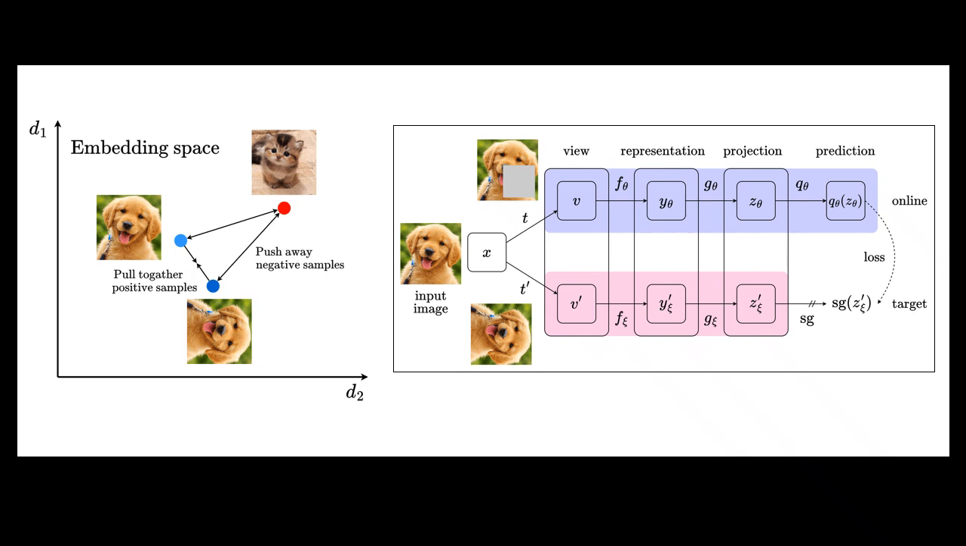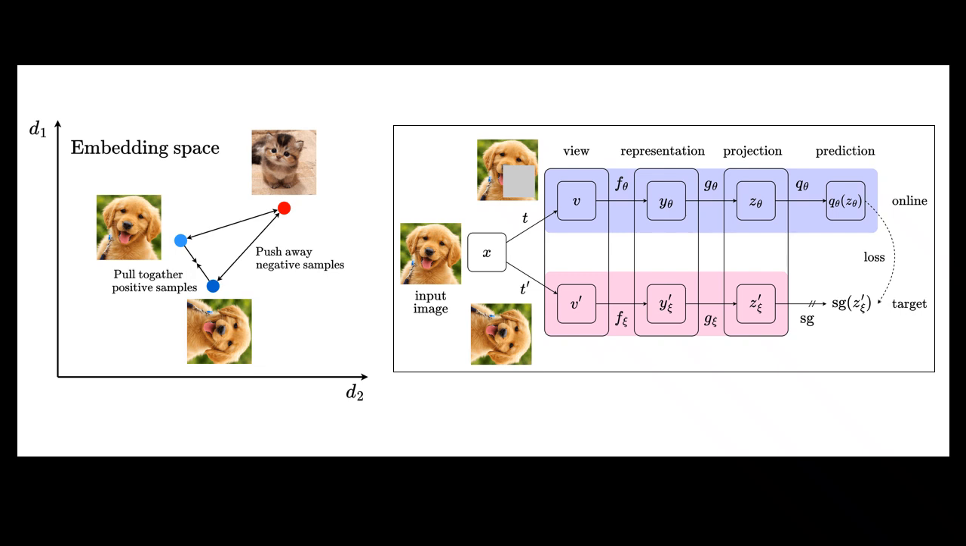We pull together positive samples, which are different augmentations of the same image. And we push away negative samples, which correspond to different images. So if we take two augmented versions of a dog image, they are pulled close together in the embedding. And if we take a cat image, that representation is pushed away from both of them. Once this embedding space is learned, it becomes extremely powerful for downstream tasks such as classification, detection, and segmentation.